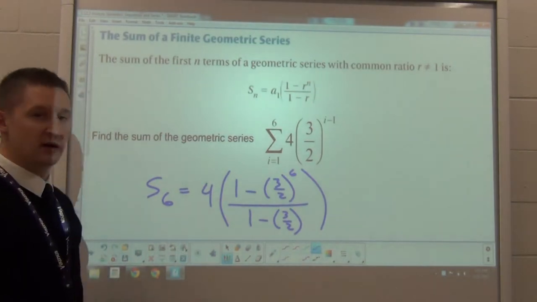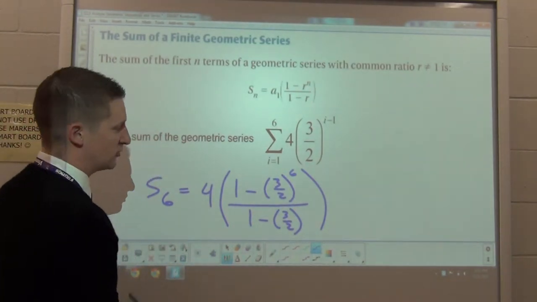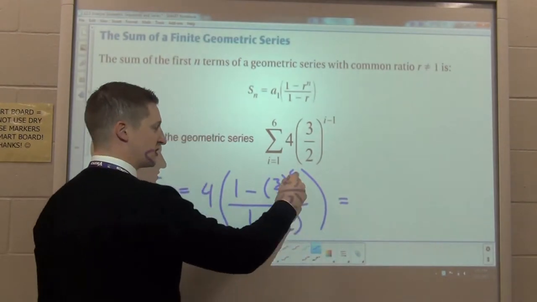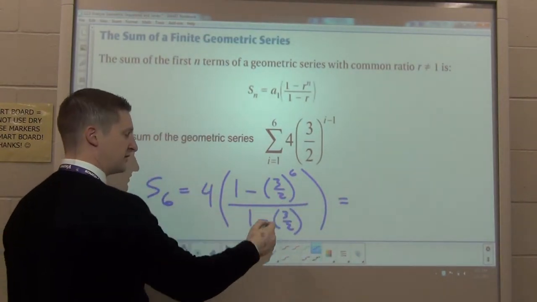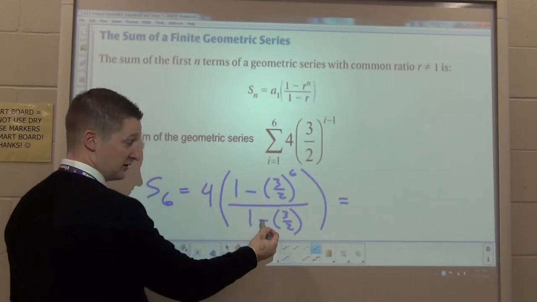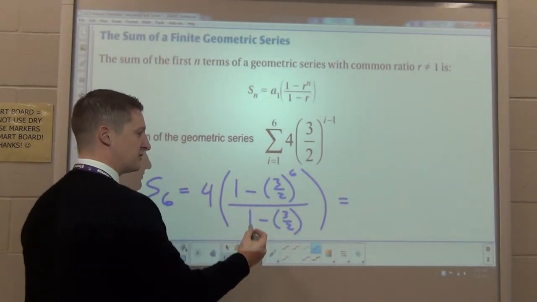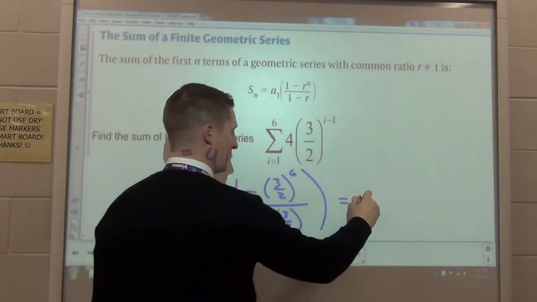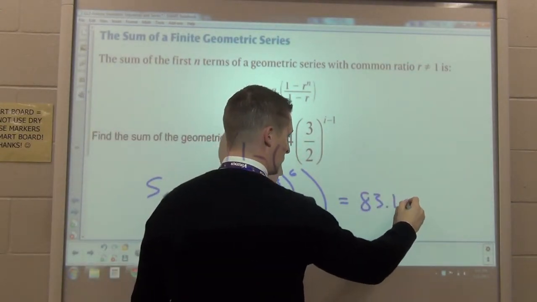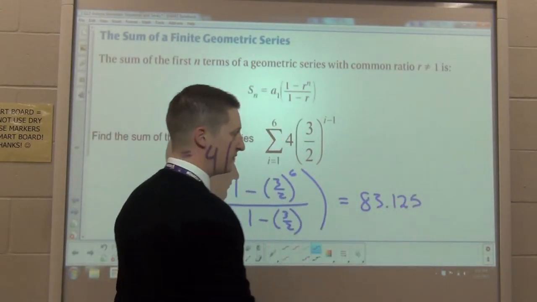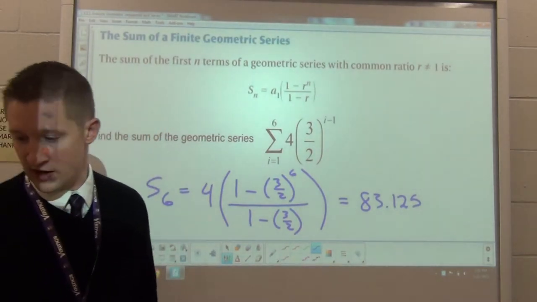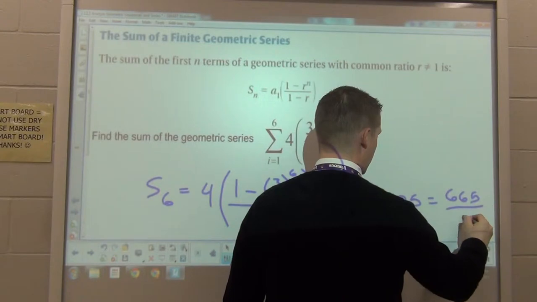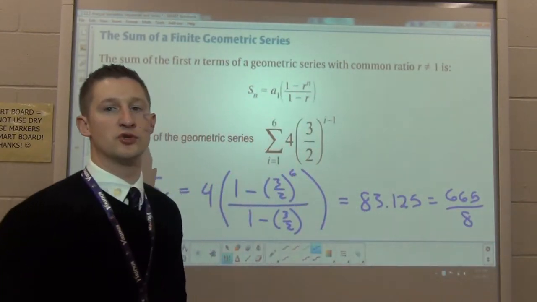Now, this is kind of a big, ugly expression, and you'd probably be typing this into your calculator anyway. 3 halves to the 6th power is some fraction. 1 minus that, divided by, this would be negative 1 half at the bottom, times 4. To save you time, I know you're just typing it anyway. You end up with, this is a decimal, 83.125. If you change that into a fraction, because you prefer that, it turns into 665 divided by 8. Either way, that's the sum that you should get.